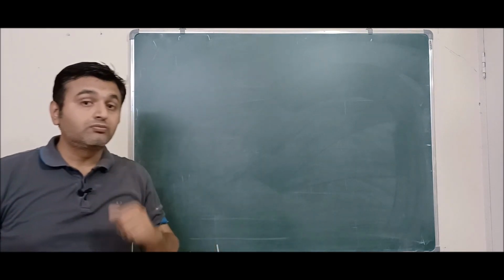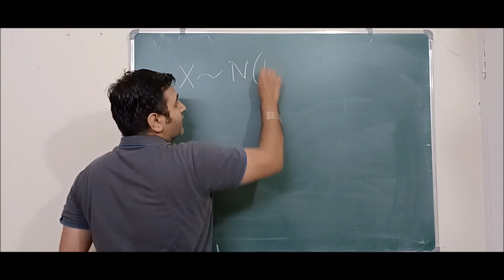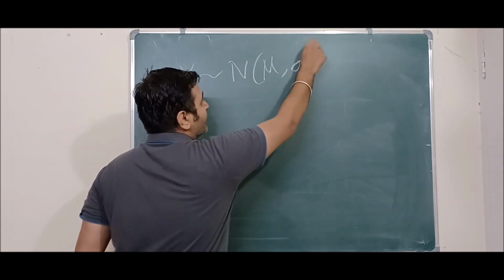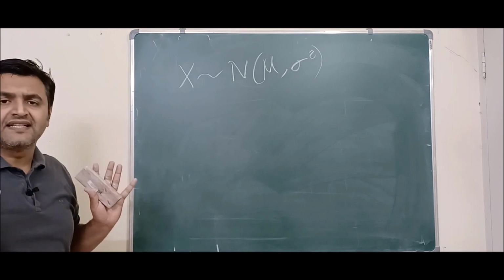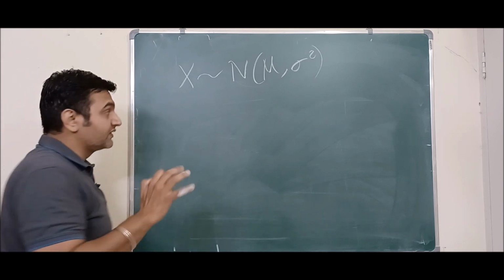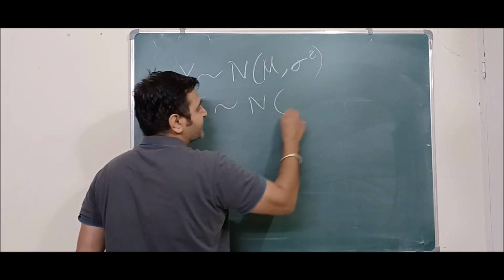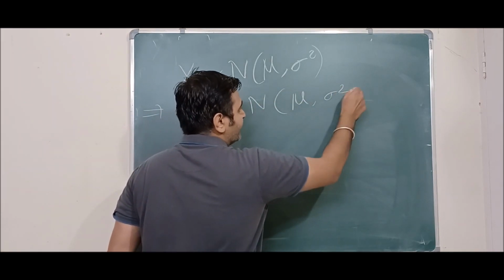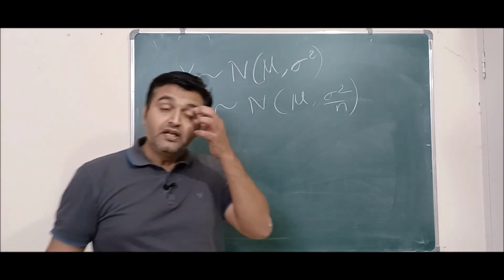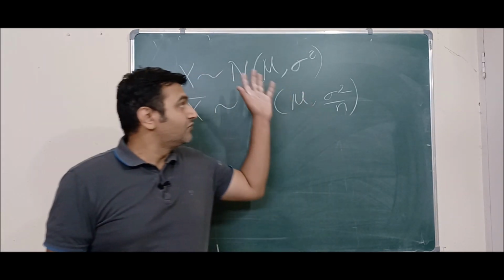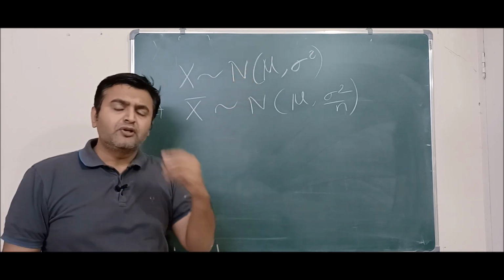But if x is normally distributed, in that case what? Suppose your x is indeed normally distributed with mean mu and variance sigma square. Then irrespective of the size of the sample, your x bar will always be normally distributed with mean mu and variance sigma square by n. So n greater or equal to 30 is only required if your x is not normally distributed. If x is normally distributed, then you can take a sample of any size.